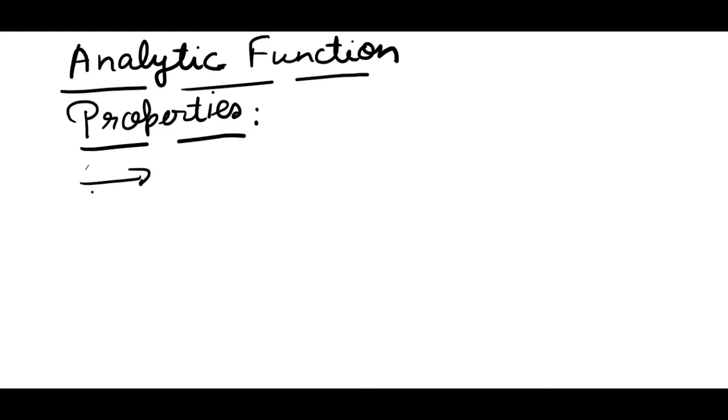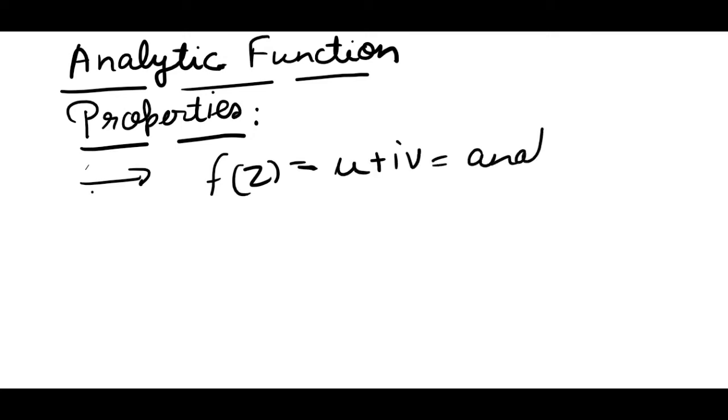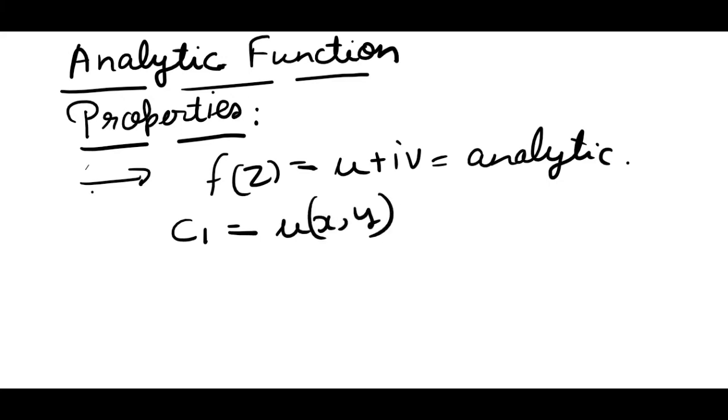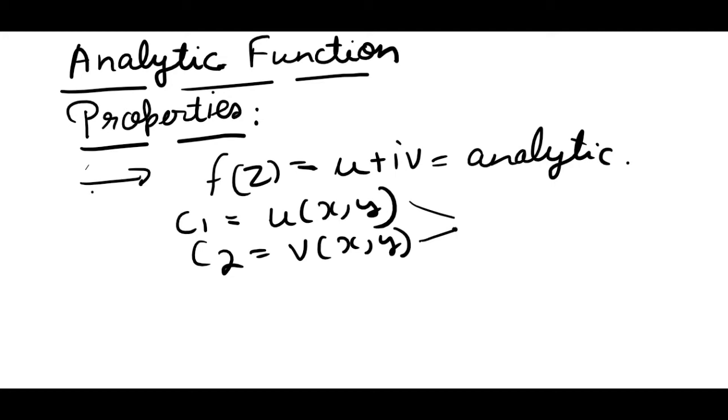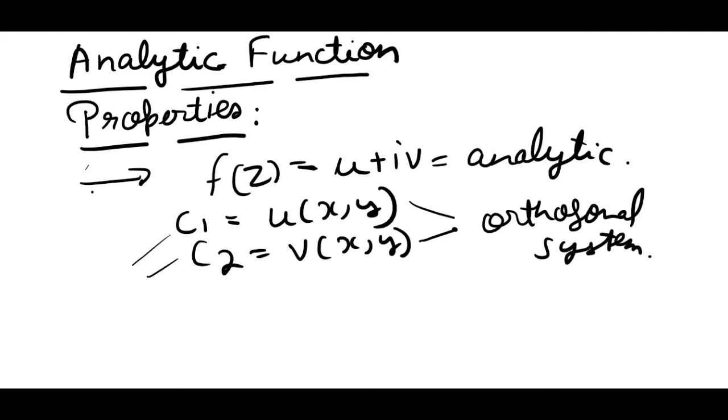The next property is if f(z) is defined as u + iv and is analytic, then let us assume C1 be the family of curves defined by u(x,y) and C2 be the family of curves defined by v(x,y). Then C1 and C2 will form an orthogonal system, which means they both cut each other at 90 degrees.